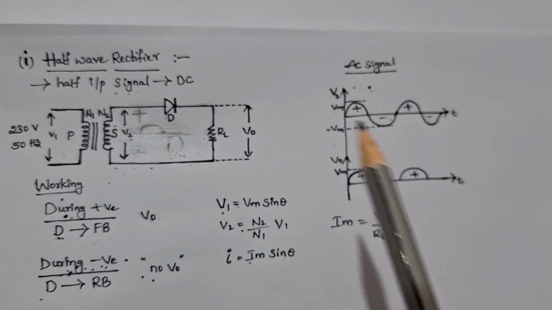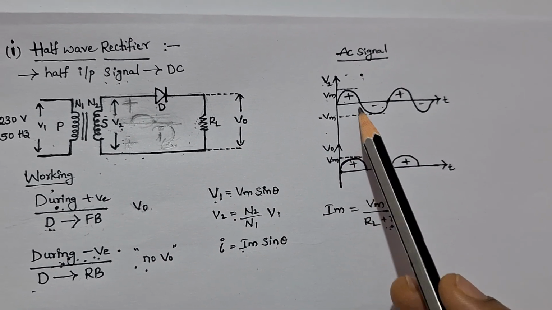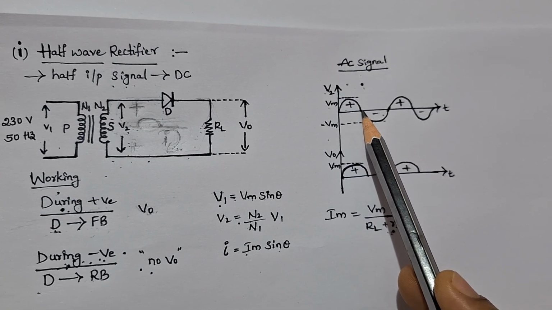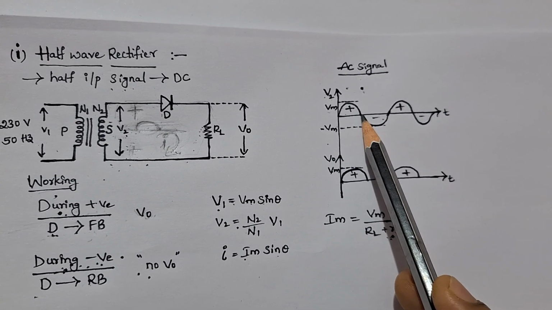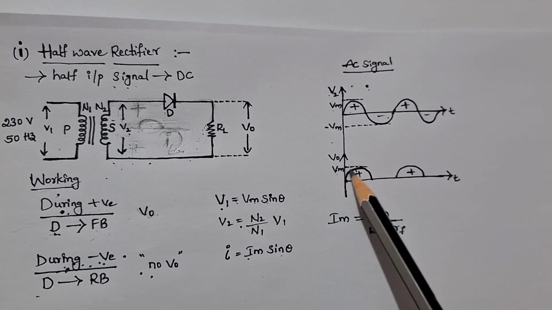Now in the AC signal graph explanation, during the positive half of the input cycle we will obtain an output which is equal to Vm.